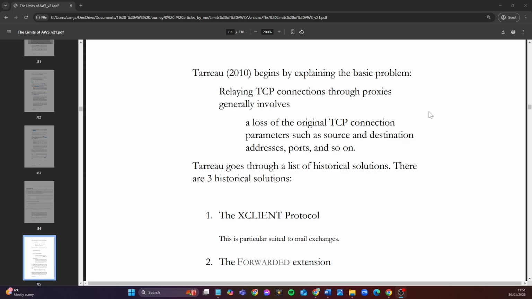Tarreau in 2010, this is when he's writing, begins by explaining the basic problem. Relaying TCP connections through proxies generally involves a loss of the original TCP connection parameters, such as the source and destination addresses, ports, and so on. And that's problematic.